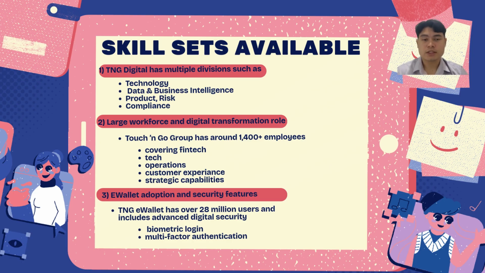Moving on to the skill sets available, the first one is that Touch and Go Digital has multiple divisions such as technology, data and business intelligence, product, risk and compliance. The second one is the large workforce and digital information role. Touch and Go Group has around 1,400 plus employees covering all sorts of departments from fintech, technology, operations, customer experience, and strategic capabilities.